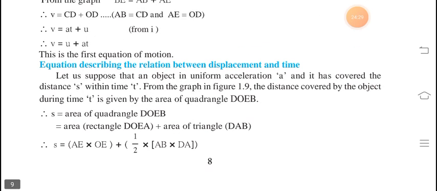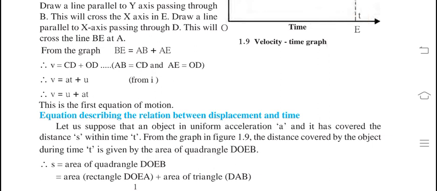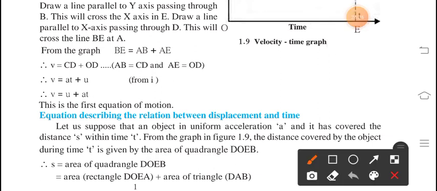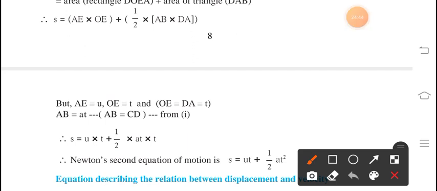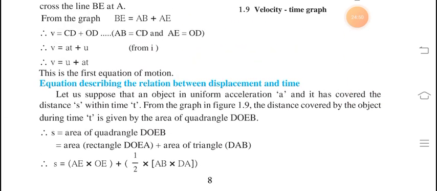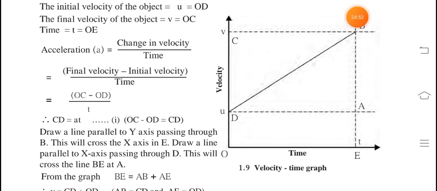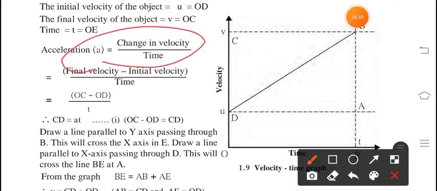Here you can write from this equation. I told you already, OE is equal to this distance. This AB is 80 from equation 1, which we already solved. Let me clear this again. Here we have solved acceleration is equal to change in velocity upon time. This is a very basic and common formula for acceleration: A is equal to change in velocity V by T. So from this we solved and we are getting CD is equal to AT. So CD and AB both are equal.